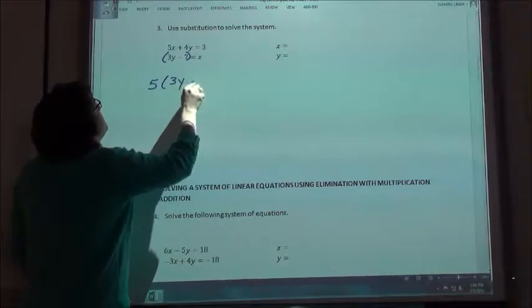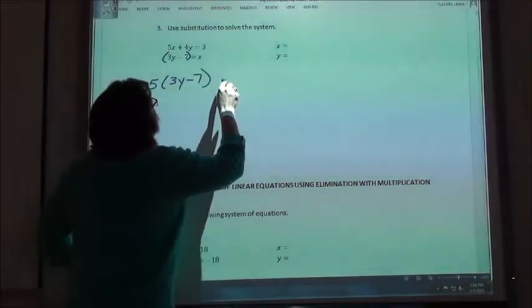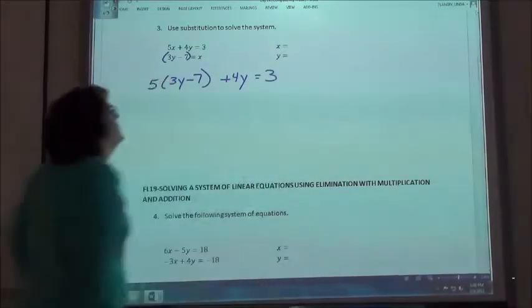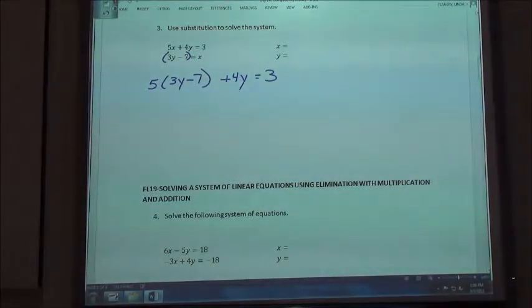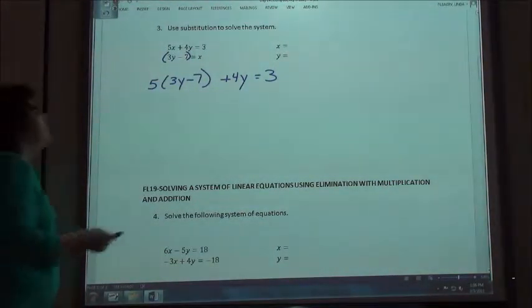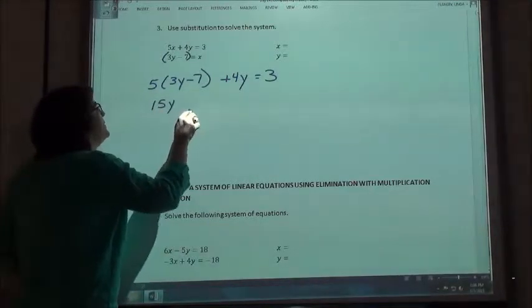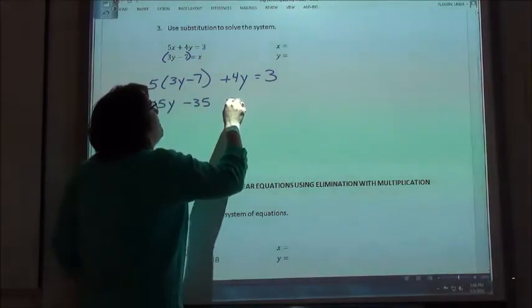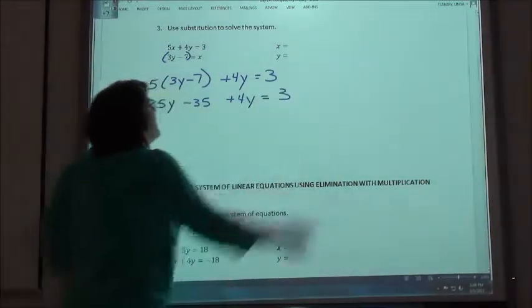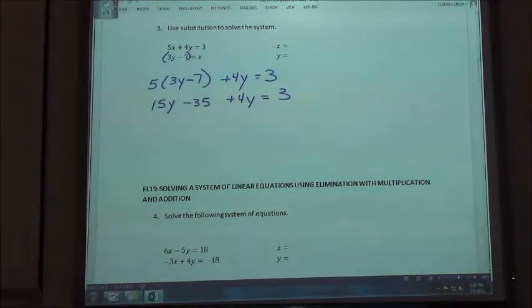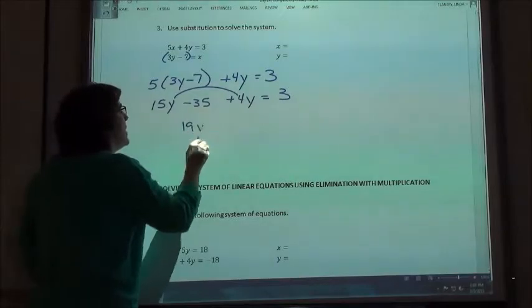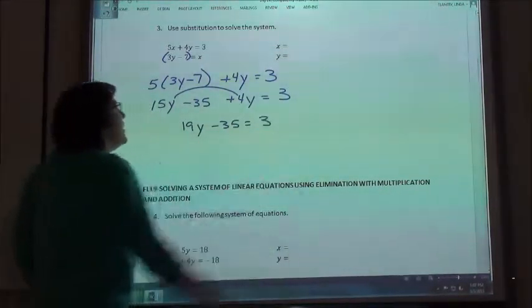5 times 3y minus 7 in parentheses plus 4y equals 3. Okay. Getting rid of our parentheses, we then would have 15y minus 35 plus 4y equals 3. Then we're going to combine our like terms. So 19y minus 35 equals 3.